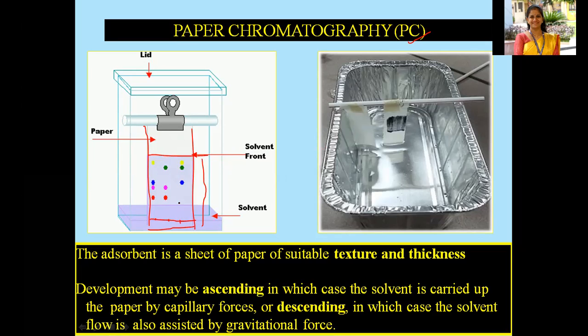Once the solvent reaches the solvent front, then the paper will be taken out. Here you can see this will be a closed container; only for you to show it, this particular container is open. Here you can see the chromatographic paper, and here also you can see the chromatography paper. Here, by using tape, they have fixed it.